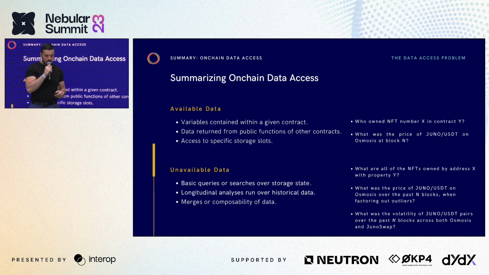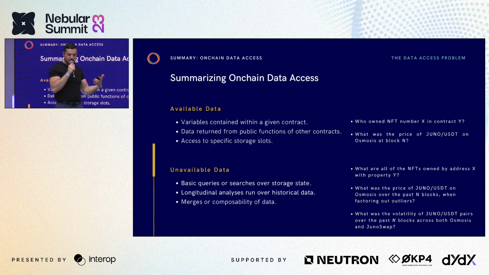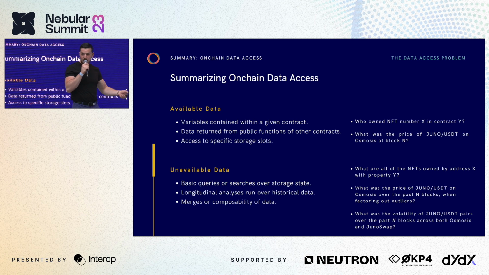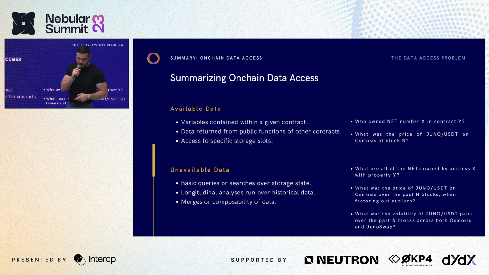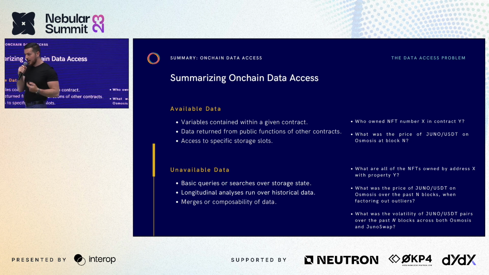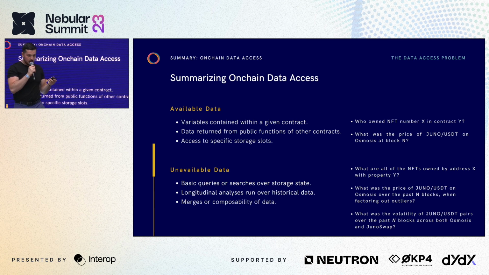What is the price of Juno to USDT on Osmosis at block N? Easy. But when I want to now do things that are more expressive, what is the price of Juno to UST over the last N blocks when factoring out outliers? What is the volatility of Juno to UST on Osmosis, summed up with the volatility of Juno to UST on JunoSwap over the past N blocks? This is where existing technology is unable to address these questions.